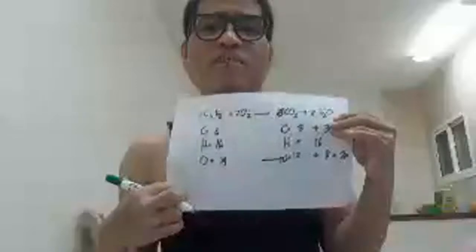Next, hydrogen. Hydrogen in the reactant is 16, and in the product it is also 16, so both sides are balanced. Now oxygen. Oxygen on the product side is 6 times 2, which is 12, plus 8, which is 20. Oxygen in the product is 20, and oxygen in the reactant is 14. There is a loss of 6 in the reactant, so we need to add 6. How can we make it 20?